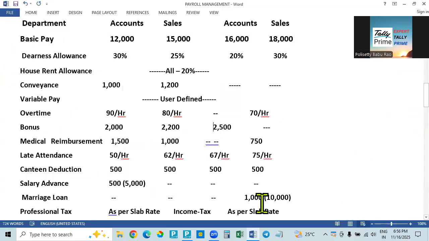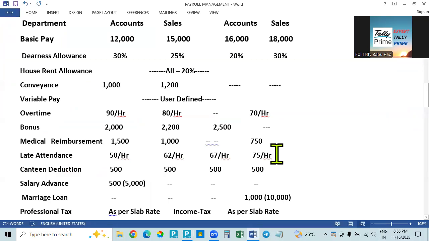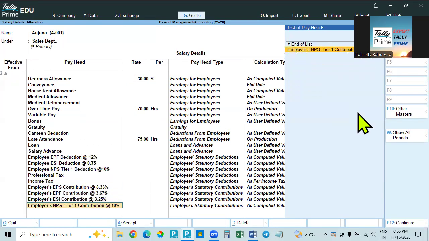Then loan is available here. Marriage loan. So loan amount, we are deducting 1,000 rupees, but it is user defined because sometimes more will be deducted, sometimes less will be deducted, sometimes no amount will be deducted. Depends on the user, that is the employer. Okay. So the loan amount will be entered in the loan and salary attendance also as user defined. Loan amount is there. That will be given separately as user defined, and there is no salary advance. Okay. Overall these will be entered in this.